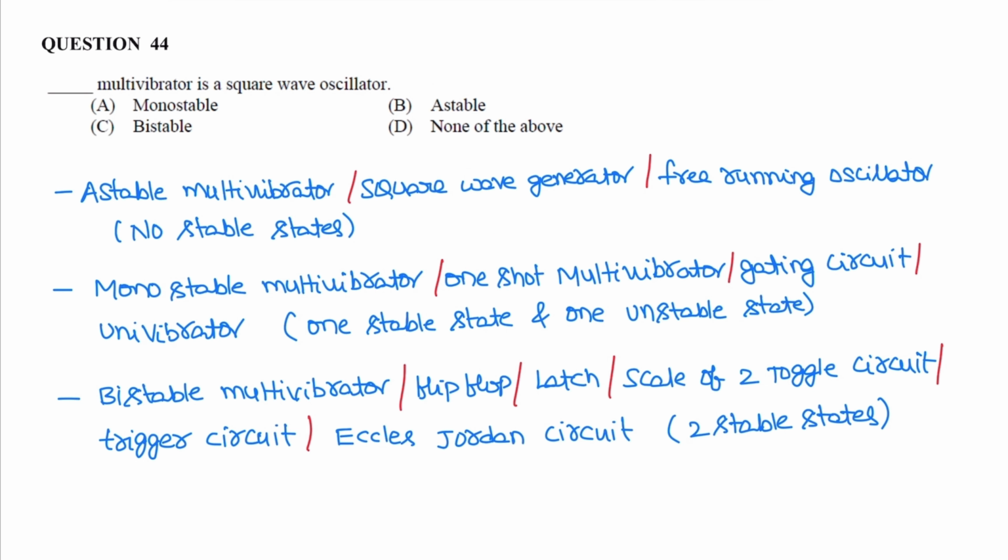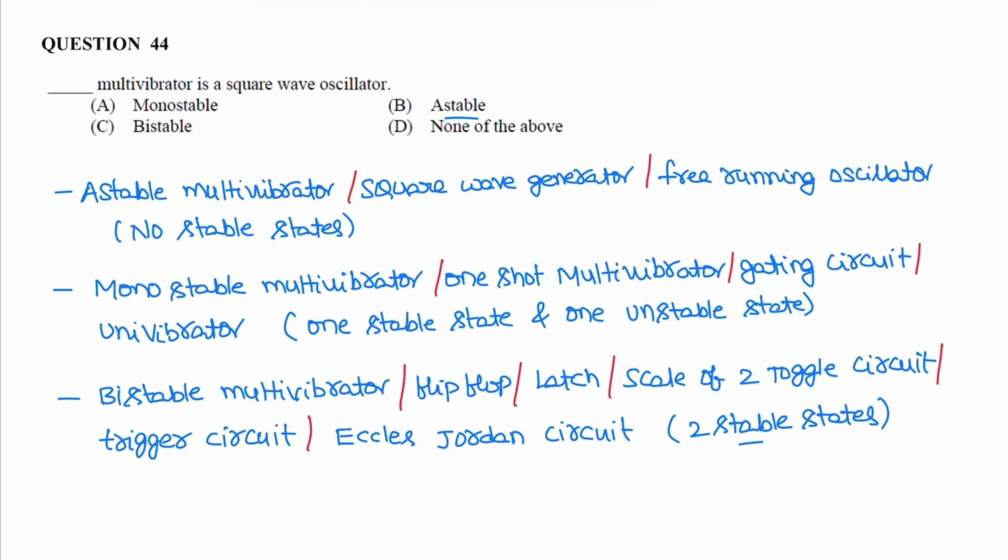Next question. Dash multivibrator is a square wave oscillator. Astable multivibrator is also called a square wave generator or free running oscillator, and it has no stable states. Both are astable states. The monostable multivibrator is also called a one shot multivibrator, gating circuit or univibrator. It has one stable state and one unstable state. The bistable multivibrator is also called a flip flop, latch, scale of two toggle circuit, trigger circuit or Eccles-Jordan circuit, and it has two stable states.